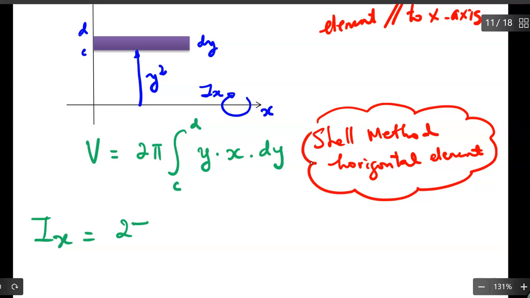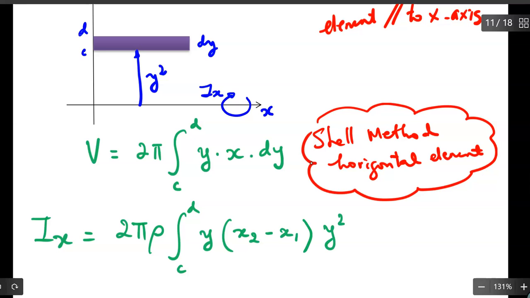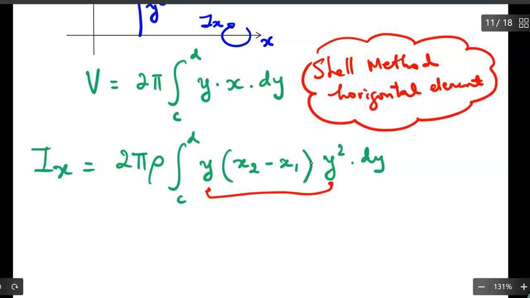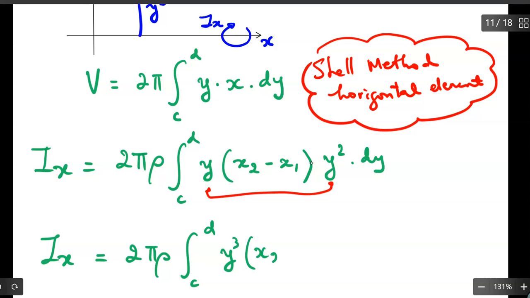Okay, so now it's 2 pi rho from C to D, and I will have y, and then the right function subtract the left function, and y squared dy. Now combining these two, I should have Ix equal to 2 pi rho from C to D of y cubed, and then x2 minus x1 dy.